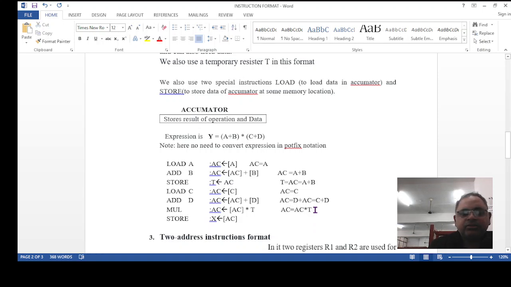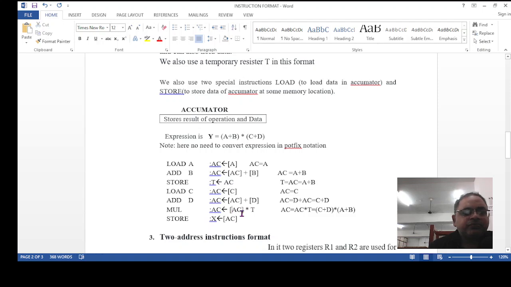Okay, so if I replace the values, AC contains c plus d, there is a multiplication operation, and t contains a plus b. So a plus b into c plus d is now stored in accumulator.